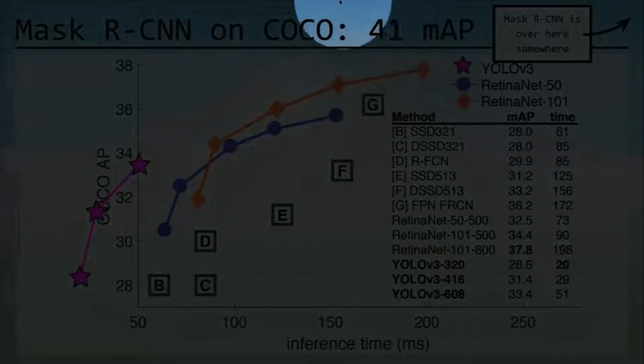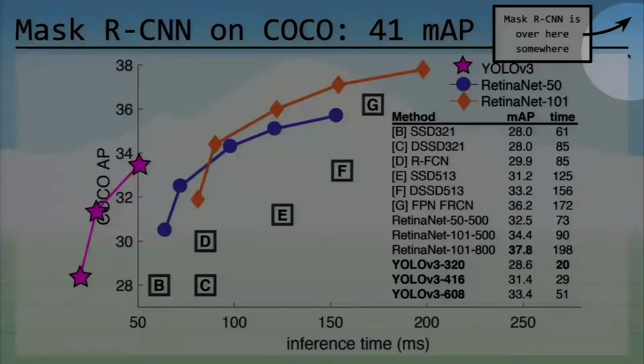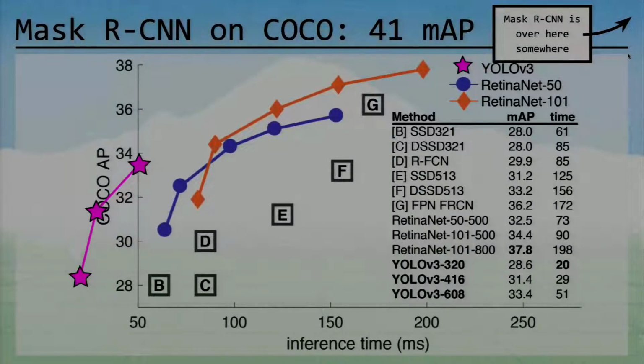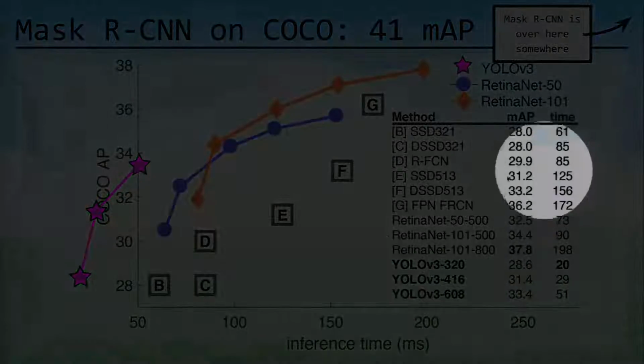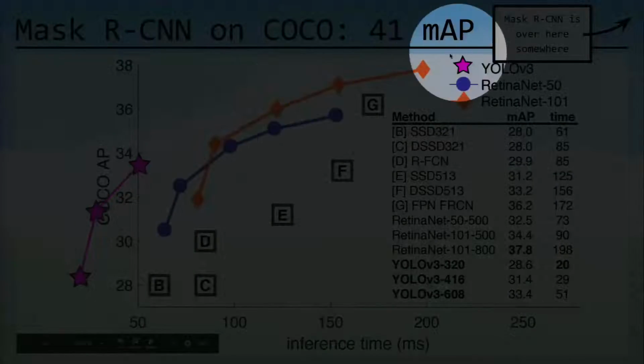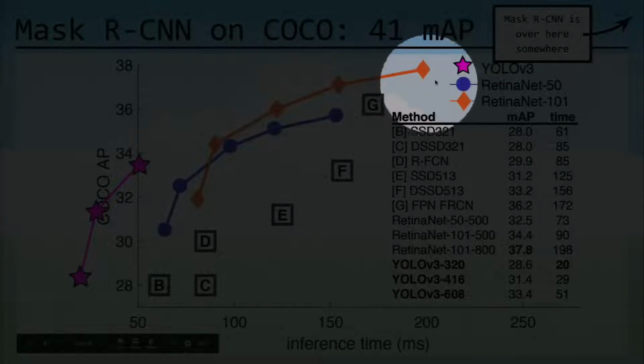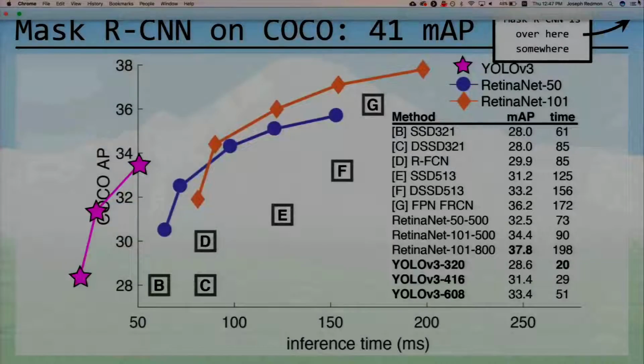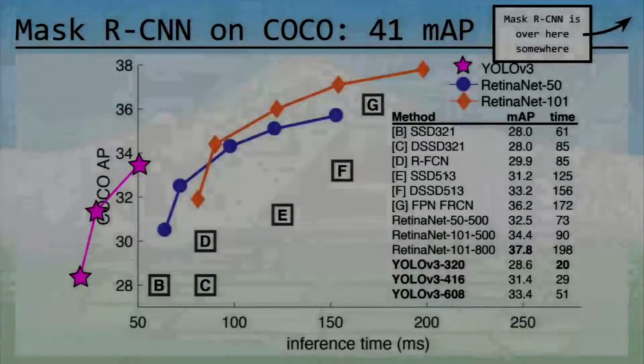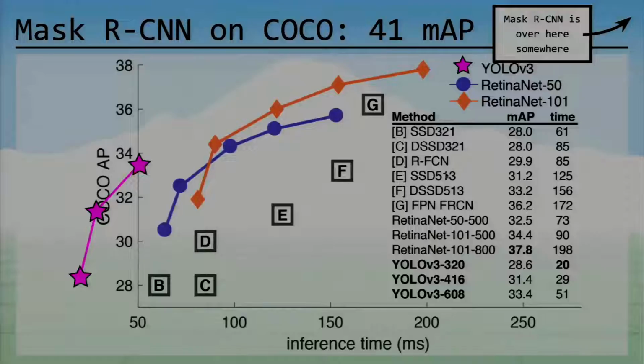So it's pretty high up in terms of mean average precision, but it would be way over to the right in terms of how long it takes to run this method at inference time. So when we're talking about this Pareto optimal curve of trading off accuracy and time, Mask RCNN is way over on the side in terms of being very accurate, but taking a lot longer to run on an image.